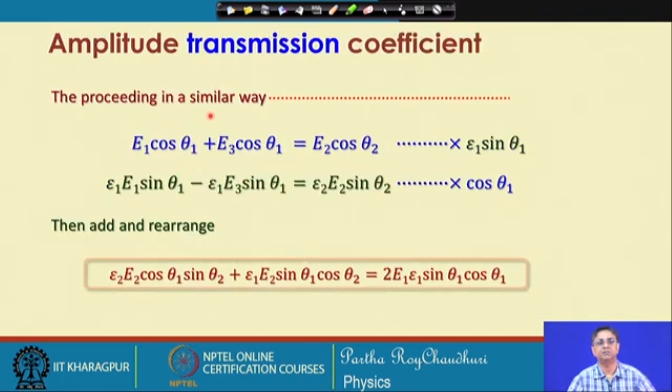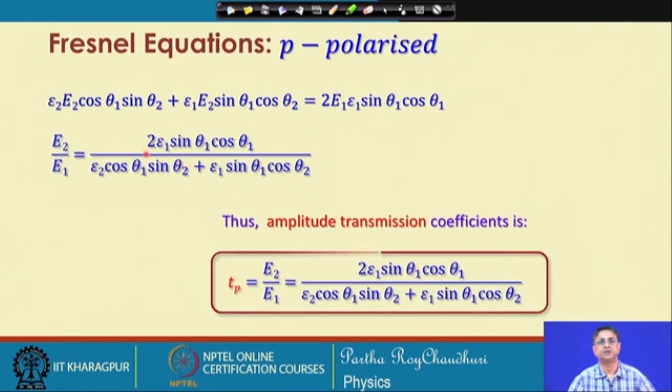Then proceeding in a similar way, by multiplying, we add and rearrange, and we can write down this equation. This step we have shown earlier. So, E2 epsilon 2 cosine theta 1 and E2 epsilon 1 cosine theta 2. Then we will get the amplitude transmission coefficient, that is E2 epsilon 2 cosine theta 1 sin theta 2 over this.